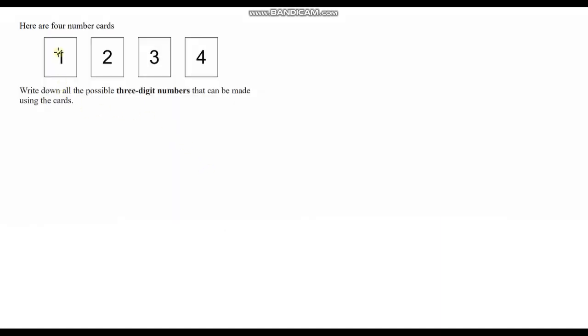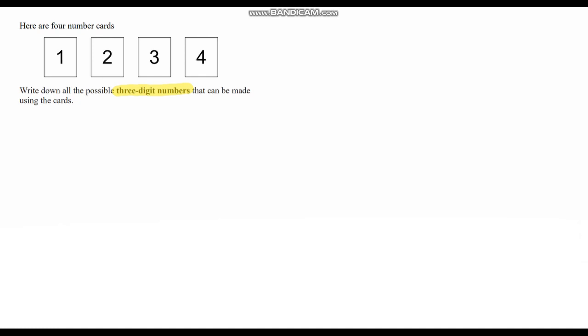Okay, let's do one more question. Here are 4 number cards, 1, 2, 3, and 4. Write down all of the possible 3-digit numbers that can be made using the cards. So I encourage you to pause the video and give this one a go yourself first.